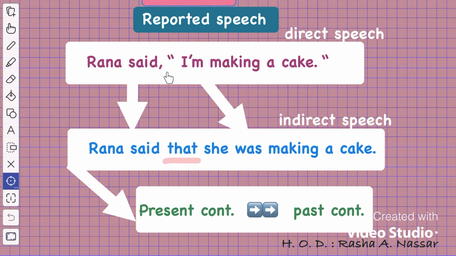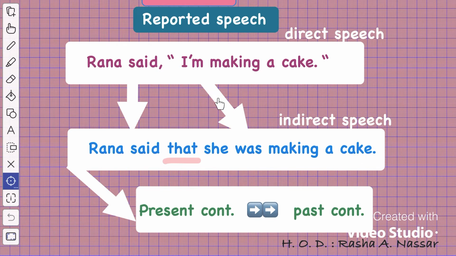So the first step is to remove the comma and the small brackets and join the two sentences with the word that or the conjunction that. And then I will change the pronoun I into the pronoun that is found before the brackets, Rana. So instead of I, I will write she. And then the third step is to change the present continuous into past continuous. So here I will say Rana said that she was making a cake.